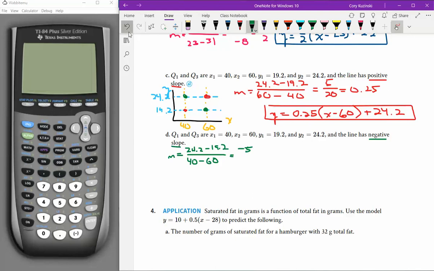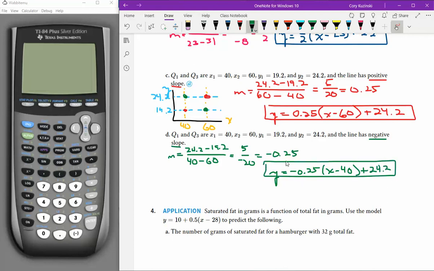So it gives us negative 5, I'm sorry, positive 5 over negative 20 or negative 0.25. So when we write our equation, it's going to be y equals negative 0.25. We'll use this point up here in the corner. So we'll use x minus 40 this time, plus 24.2. So it affects which Q points we use based on whether there's a positive slope or a negative slope.